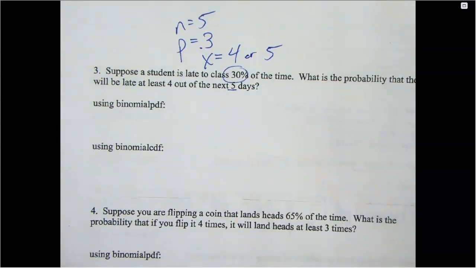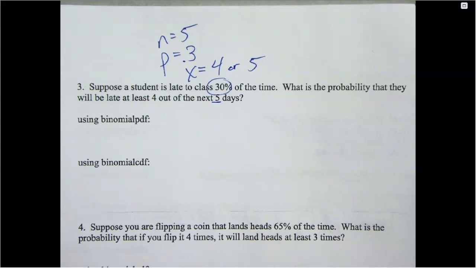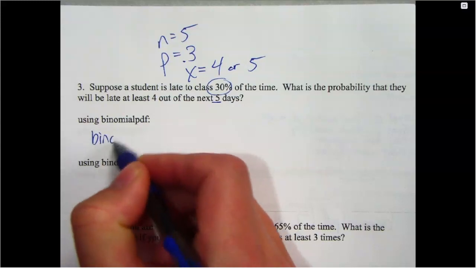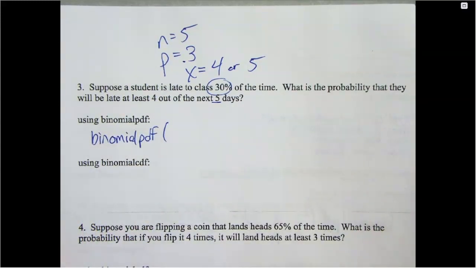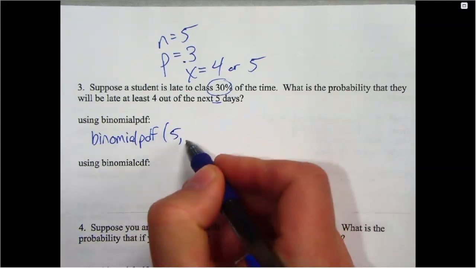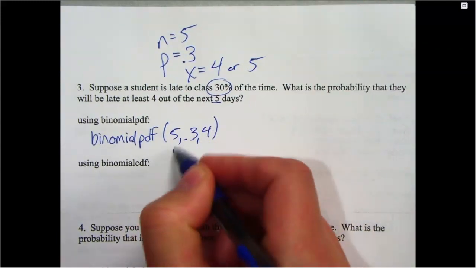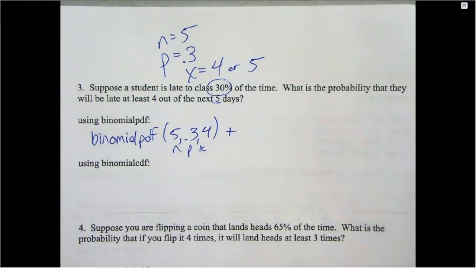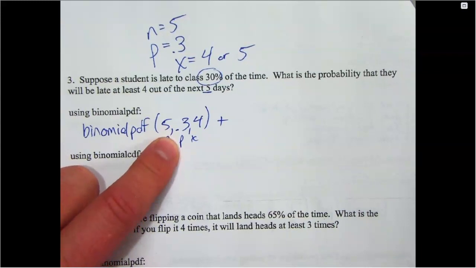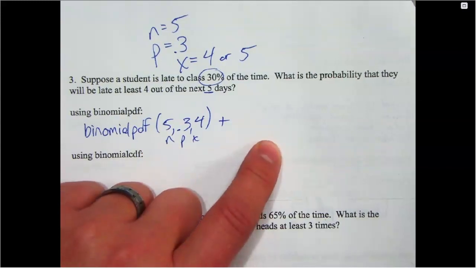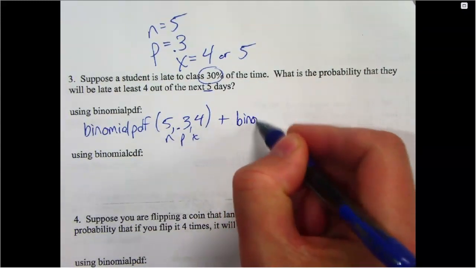So there's 2 ways you can do this. I think the easiest way for most people is probably to use PDF. Just do it twice. So I'll show that one. So binomial PDF 5, 0.3, 4, NPX. And that'll find the probability that they're late exactly 4 days. And then I'm going to do it again and add those 2 together.